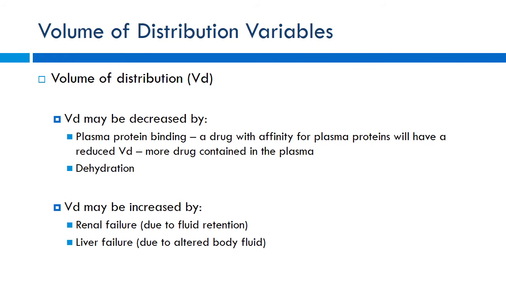And the same thing can happen with liver failure. Basically, they have altered body fluid. They can have issues where not only are they holding on to a ton of fluid, similar to the renal failure case, but they can actually have problems where they're not producing enough serum protein. So for instance, they might be low on albumin, and again, there's less protein to bind the drug. More of it is going to be free to distribute out to the tissues, so your volume of distribution will be increased.